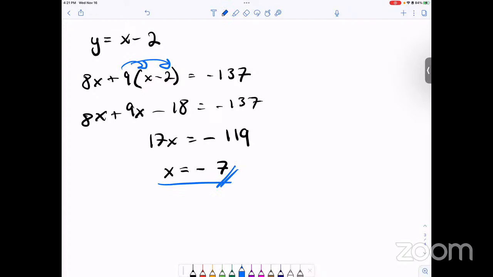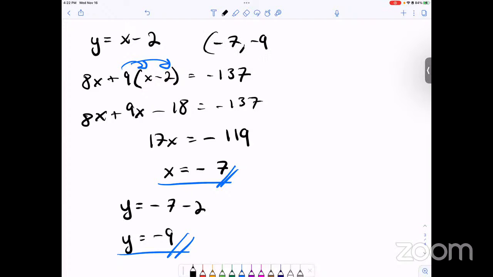So then that means that our y is going to be equal to negative 7 minus 2. So then y equals negative 9. So then our claim is that negative 7, negative 9 is our ordered pair, is the solution to the system. Okay. Negative 7, negative 9.